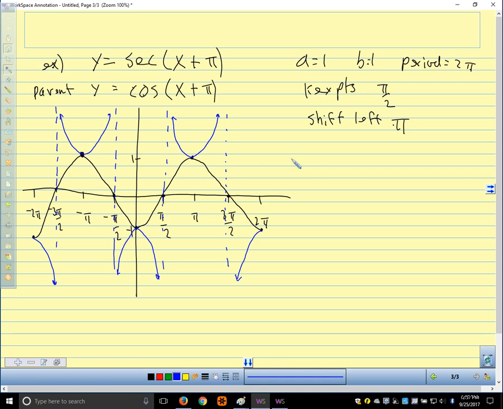So the cosine function, why is it upside down? Because there's no negative? No, because we shifted it over pi, so we started here. Oh, okay. So shifting by pi makes it look like a reflection. All right, questions?